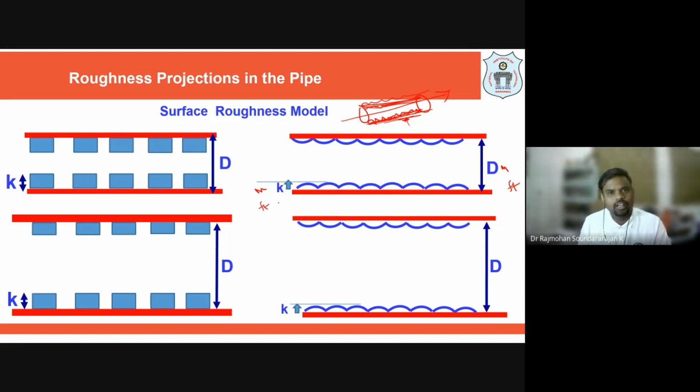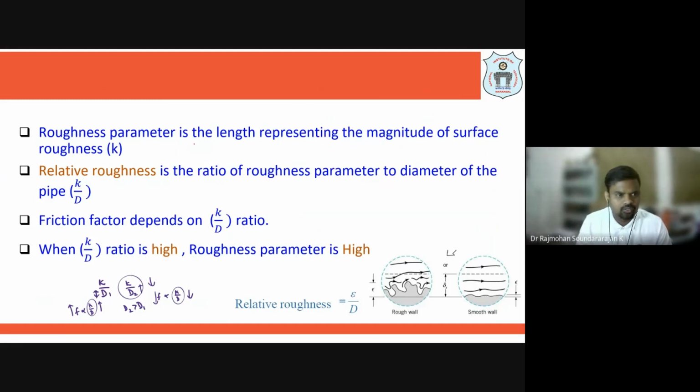Okay, so we can have a ratio of K by D, where the friction factor depends upon the K by D ratio, which we will discuss in detail in the next slide. As I told you, K is referred to as the roughness parameter or absolute roughness, which is the length representing the magnitude of the surface roughness.